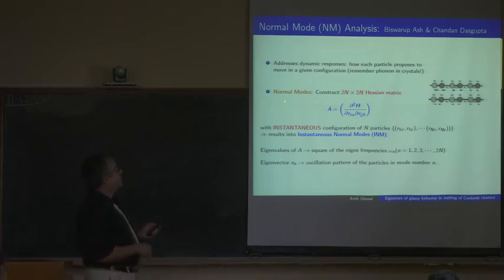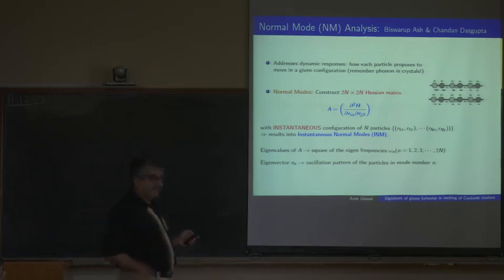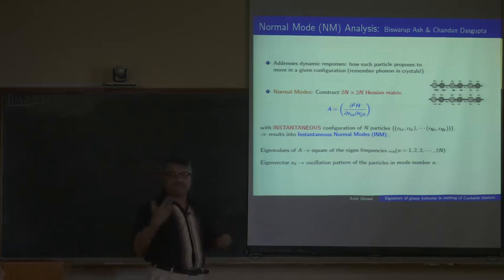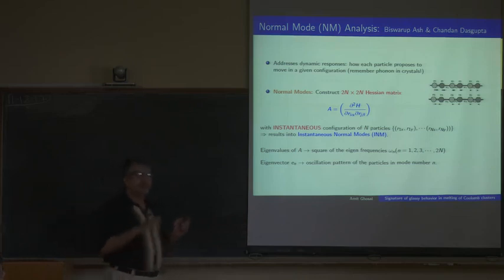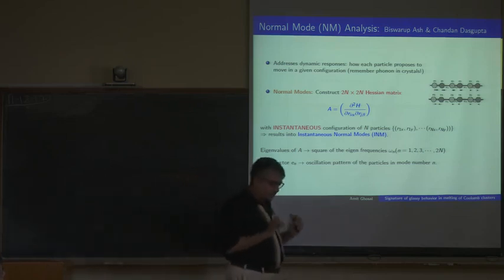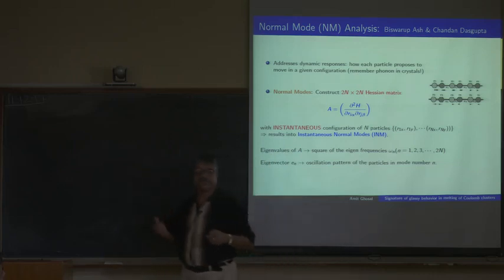So the standard procedure is that you take normal modes. Those are constructed by taking the Hessian matrix, then you solve its eigen system, find the eigenvalues and eigenvectors, and look at their distribution. So we are going to do exactly that. At this point I will pause and at least define the question.